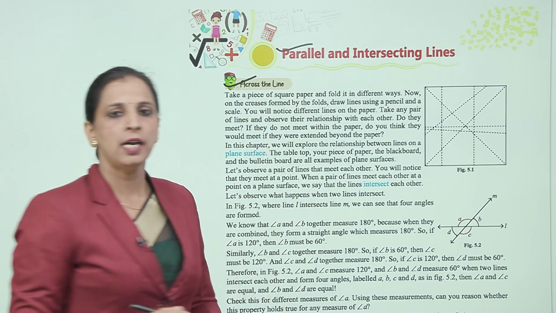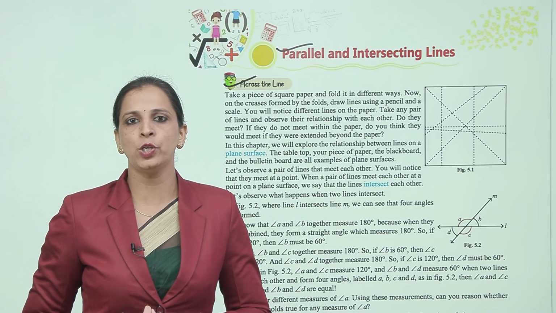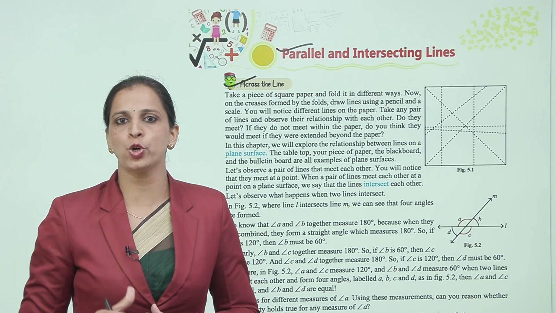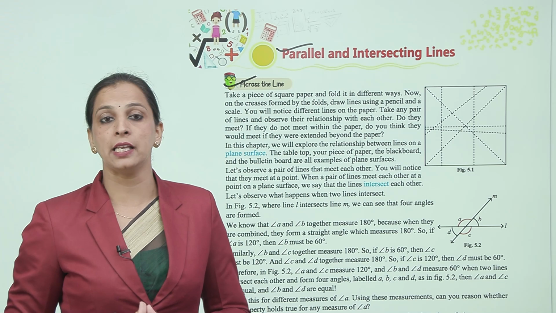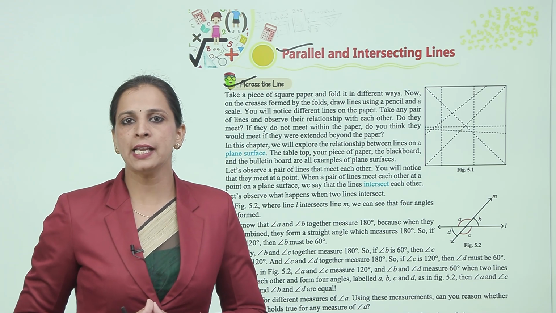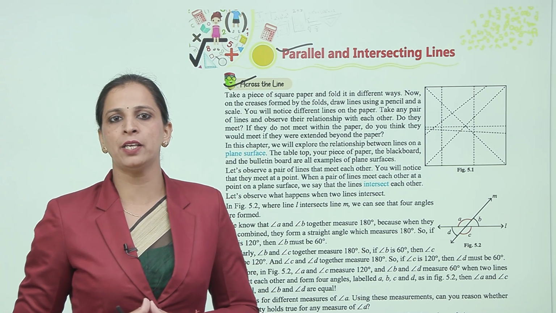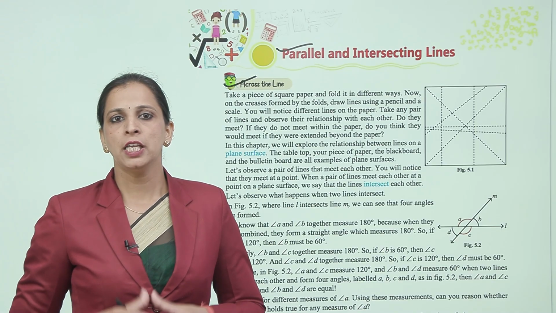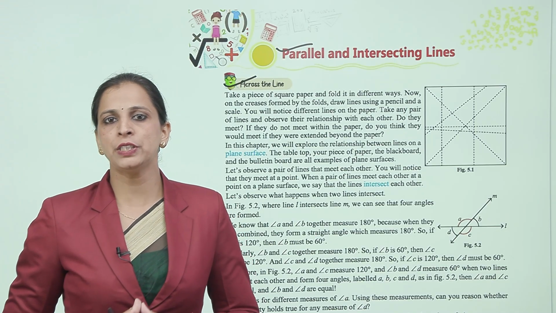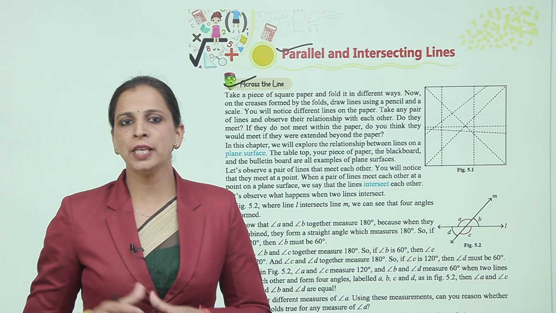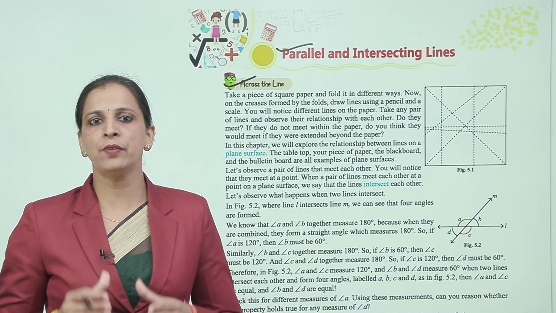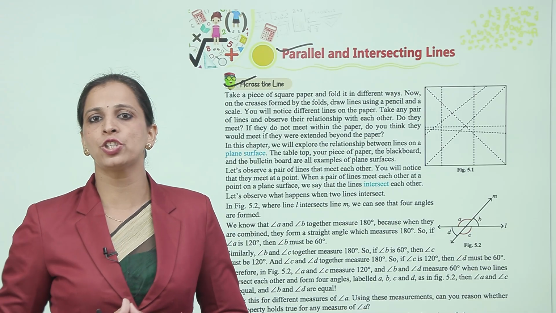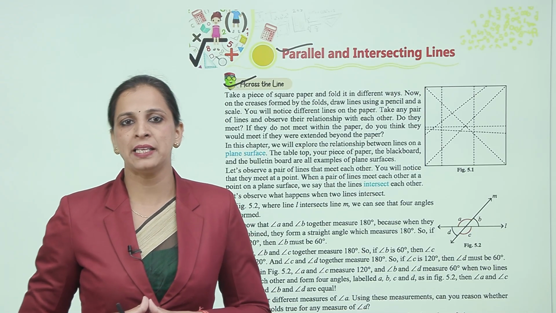Across the line, take a piece of square paper and fold it in different ways. Now on the creases formed by the folds, draw lines using a pencil and a scale. You will notice different lines on the papers. Take any pair of the lines and observe their relation with each other. Do they meet? If they do not meet within the paper, do you think they would meet if they were extended beyond the paper? In this chapter, we will explore the relationship between lines on a plane surface.